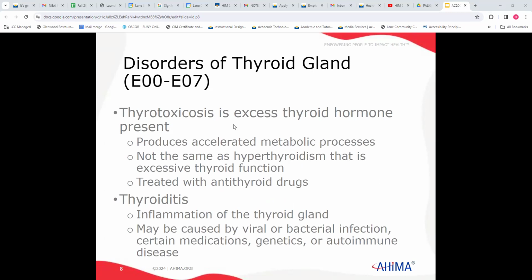Thyroid toxicosis is excess thyroid. In other words, we have too much of it. Again, that would be the main term that we would look at in the alphabetic index. Thyroiditis is inflammation, itis meaning inflammation, and this can be caused by a variety of things: a viral or bacterial infection, autoimmune disorders, and other reasons.